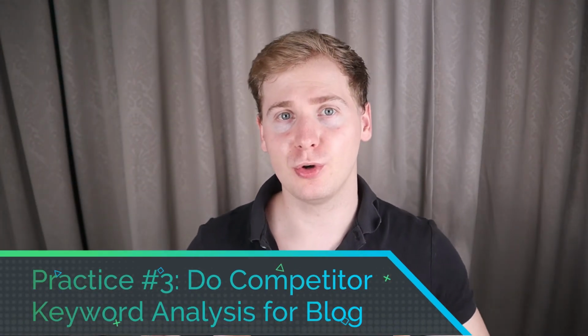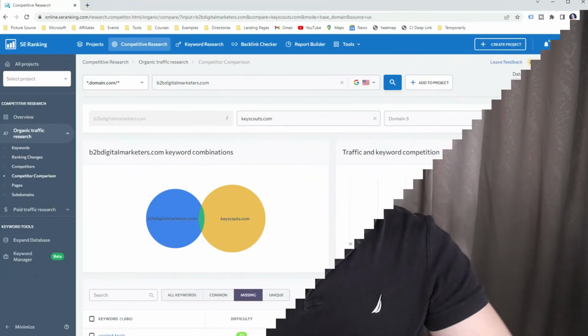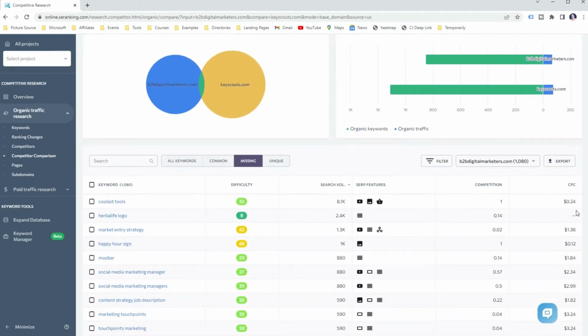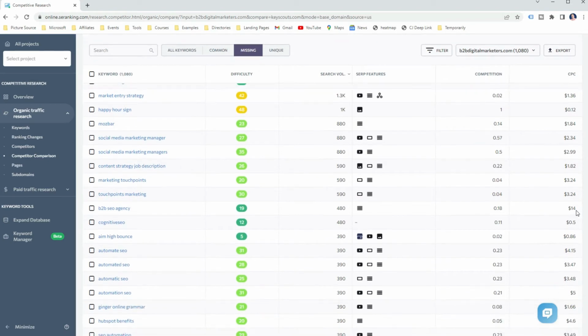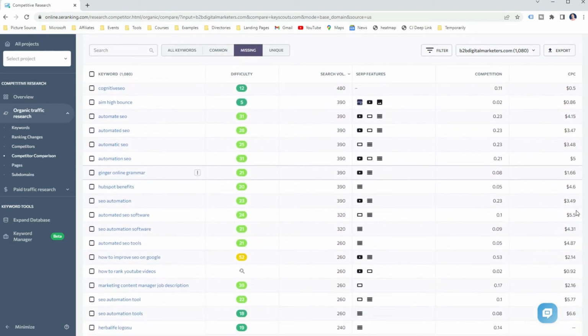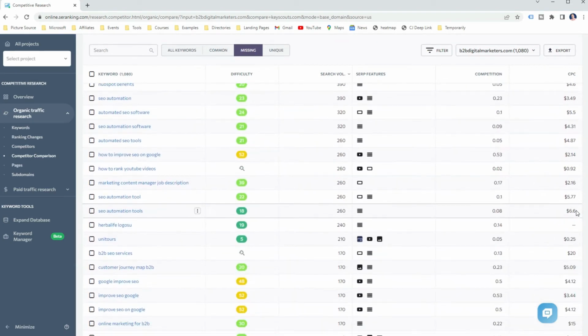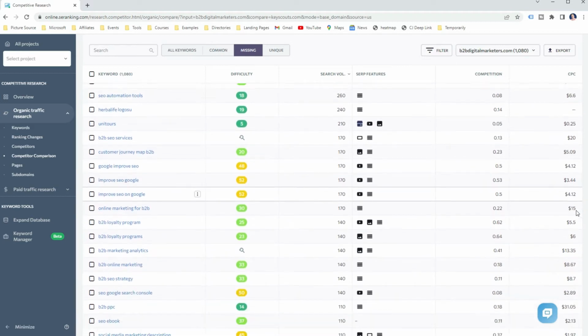Remember, traffic doesn't pay the bills. The third important practice I have for you is to do competitor keyword analysis. Competitor keyword analysis, also called content gap analysis, is a process of reverse engineering your competitors' blogs to find any keywords your competitor is targeting and ranking, but you don't. Arguably, this is one of the best keyword research strategies to find keyword ideas for your blog and entire website, especially if you are not familiar with the industry.